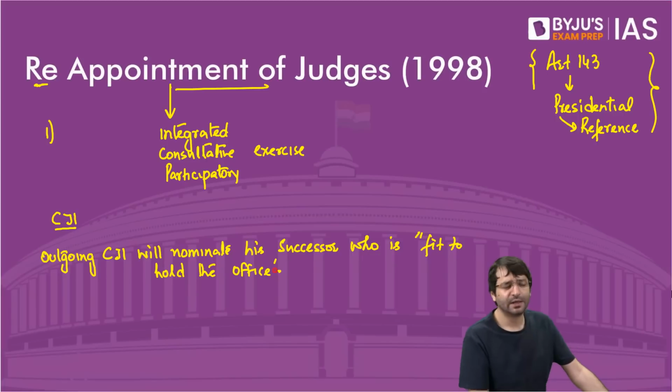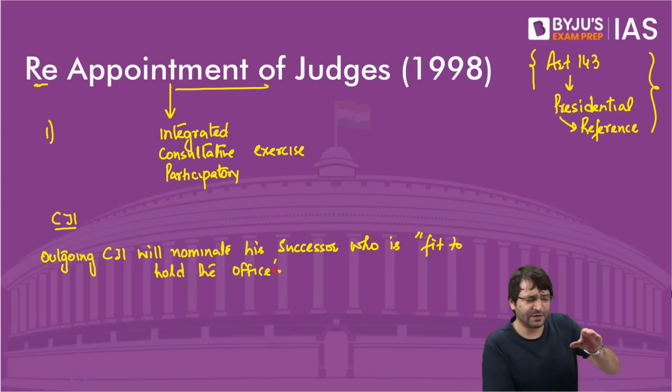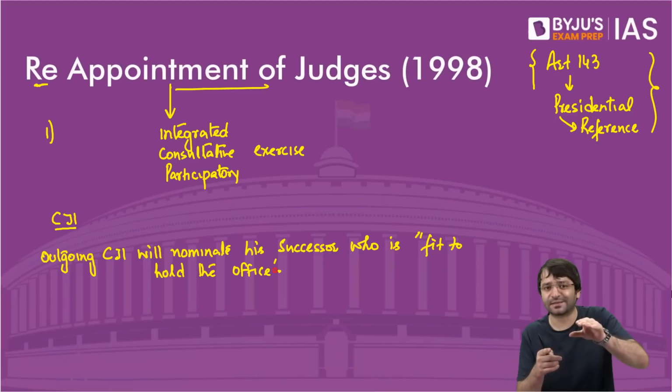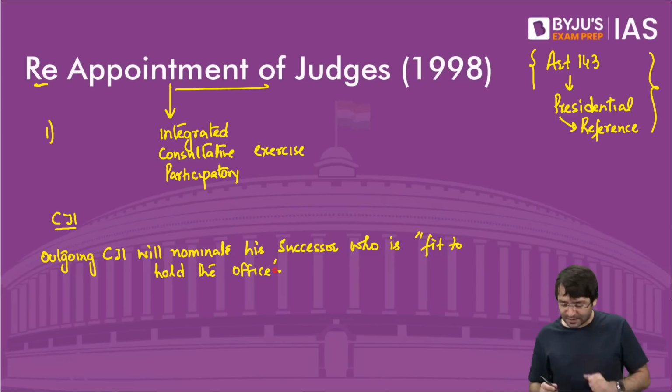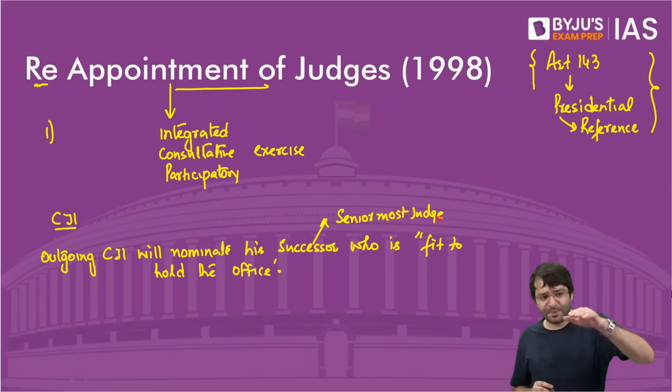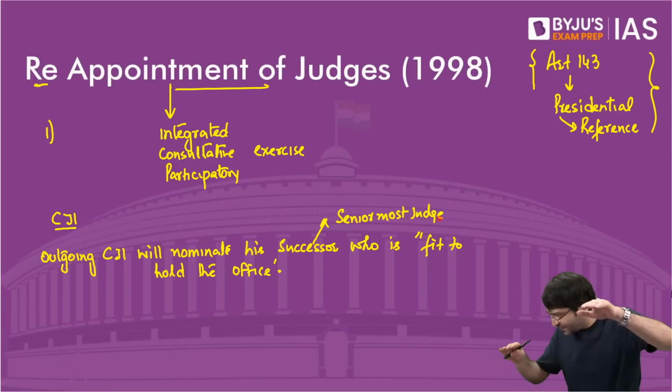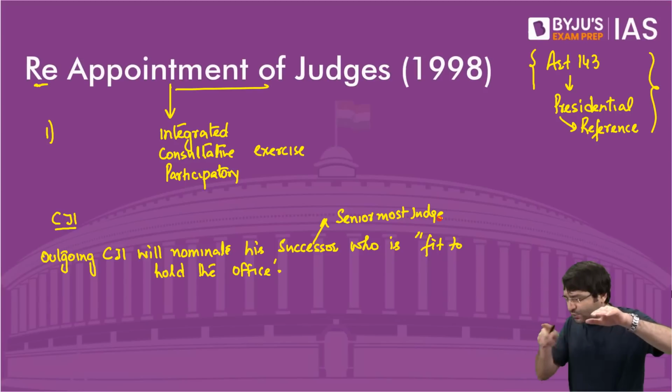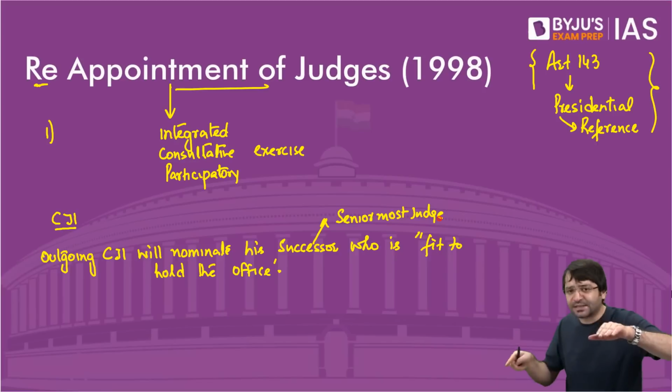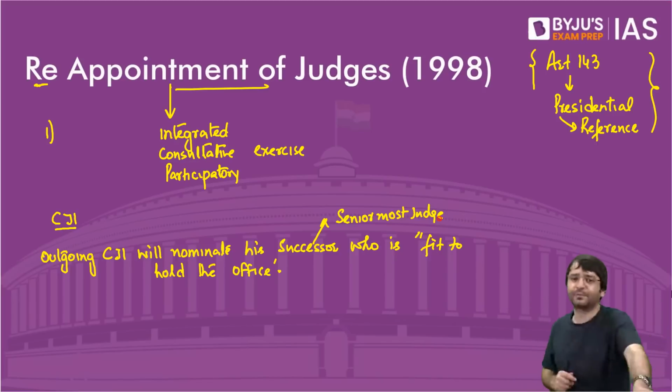So what does that mean? That means if Justice Deepak Misra is the Chief Justice of India, before his retirement, he will nominate his successor. And who is the successor going to be? The senior most judge. That means after Deepak Misra, who is the senior most judge of the Supreme Court? The outgoing Chief Justice will nominate a successor, and that successor, the President will have to appoint.